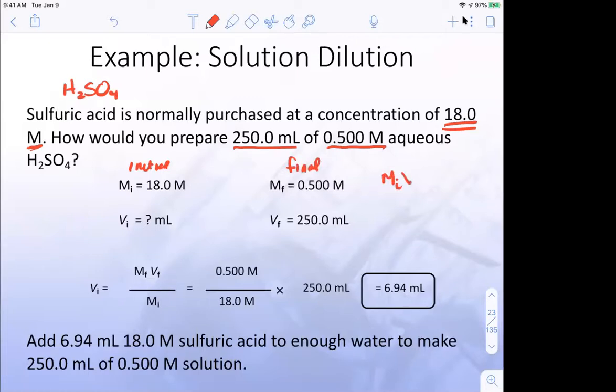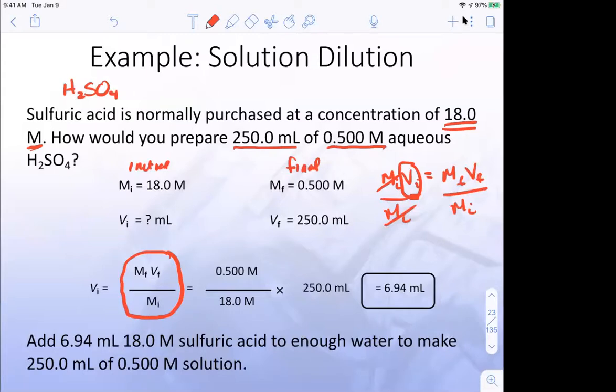So my molarity initial times my volume initial is equal to my molarity final times my volume final. If I want to calculate this, I'm going to solve for volume initial, which gives me this equation here. So now I put the values in. This is my final molarity, this is my initial molarity, and this is the final volume that I want. So this tells me I'm going to add 6.94 milliliters of my stock solution, that solution that was 18.0 molar, in a 250 milliliter volumetric flask. And then I'm going to dilute to that line in my volumetric flask. And at that point, what I'll have is 250 milliliters of a 0.500 molar solution.